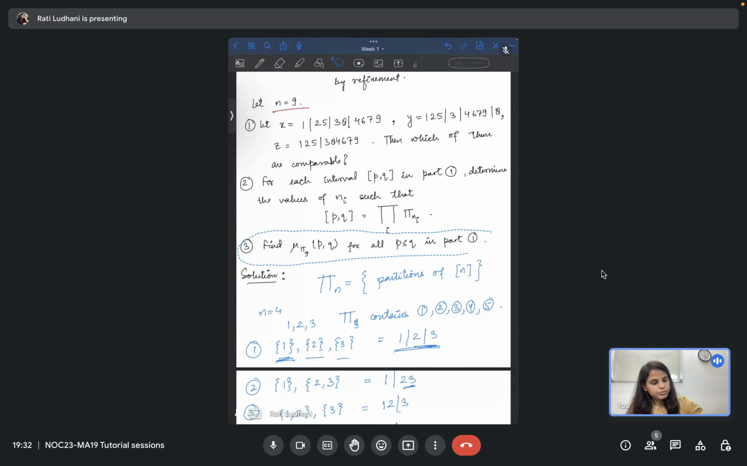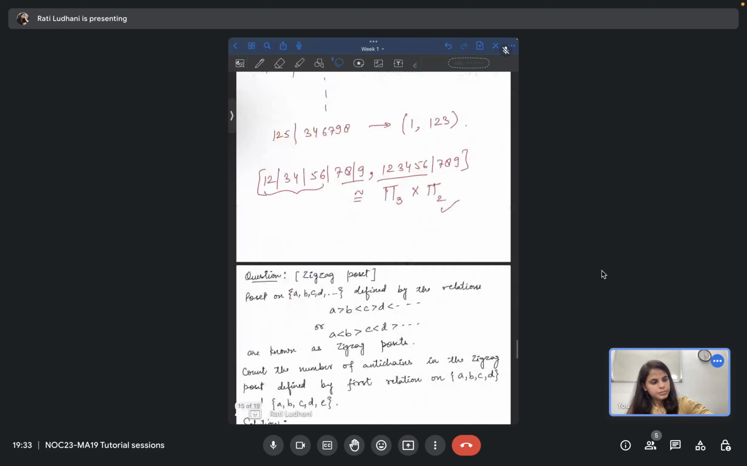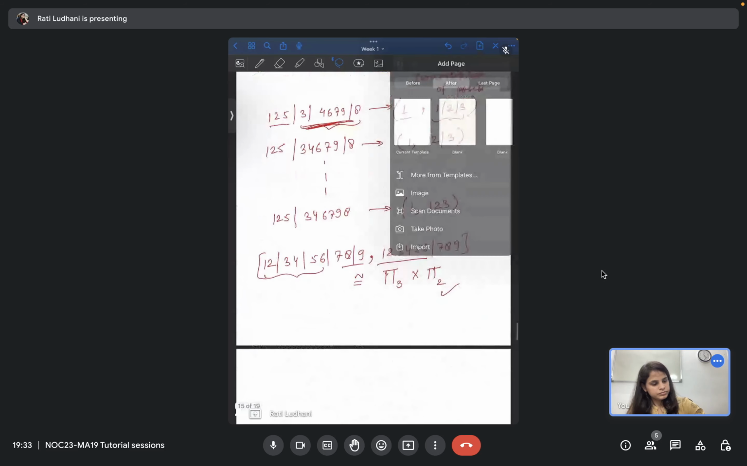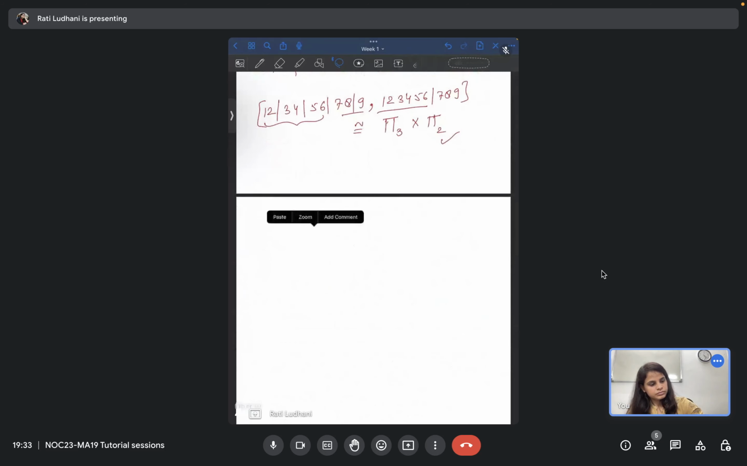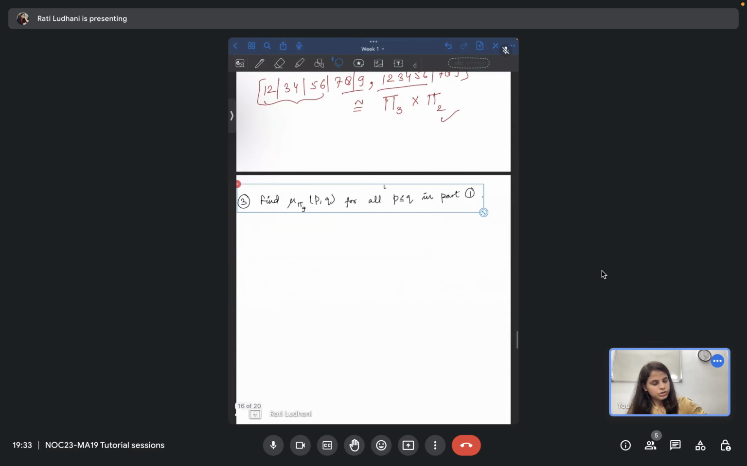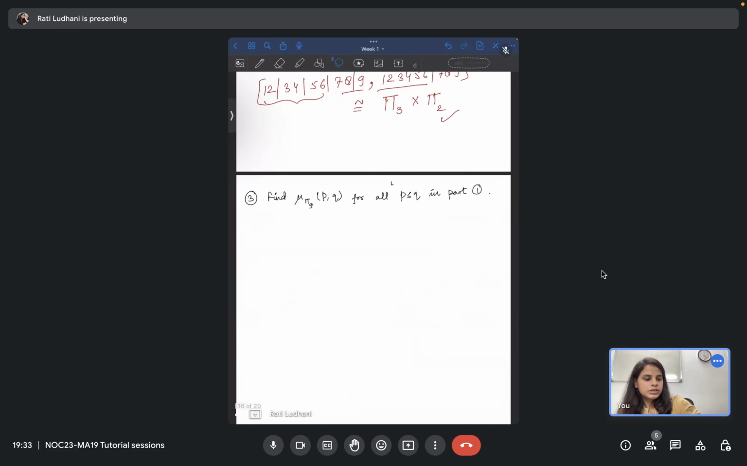Now you need to calculate the Mobius value of these. Whenever you have an interval, you need to calculate mu of pi 9, because otherwise we are done: whenever you have no relation, then it is 0. Whenever p is equal to q, then we are done, that is just 1.